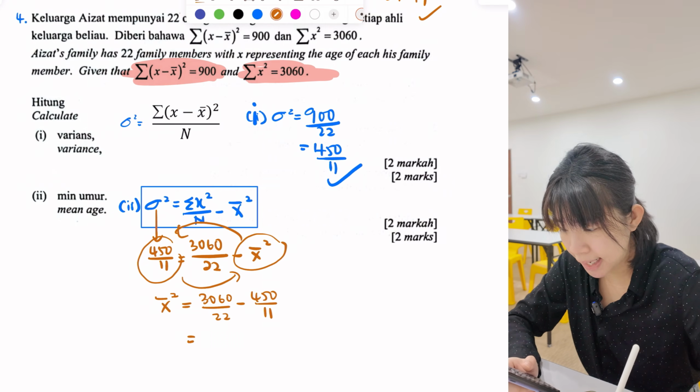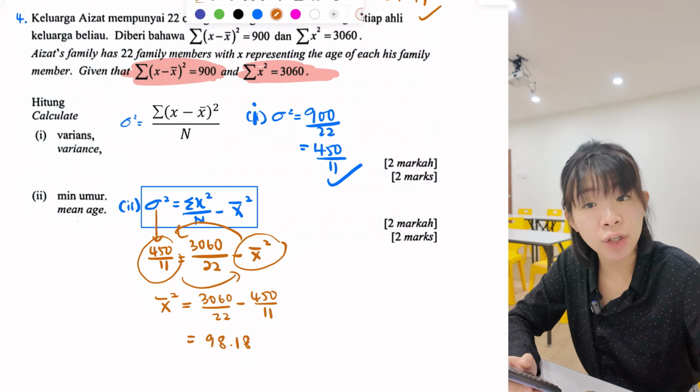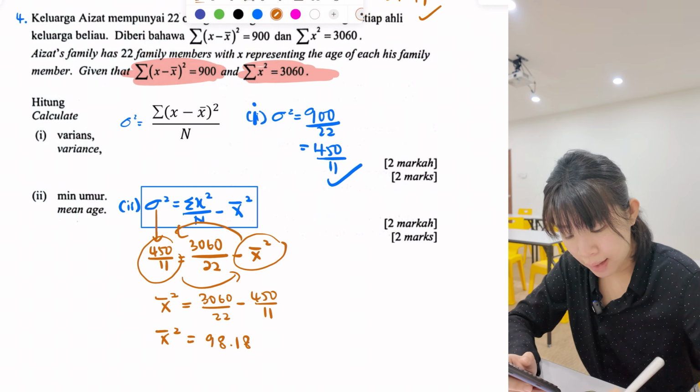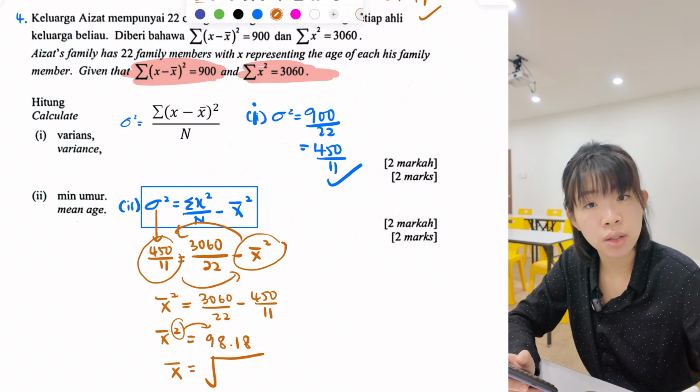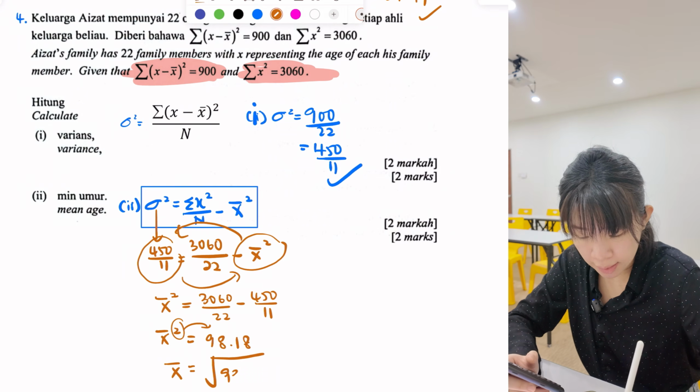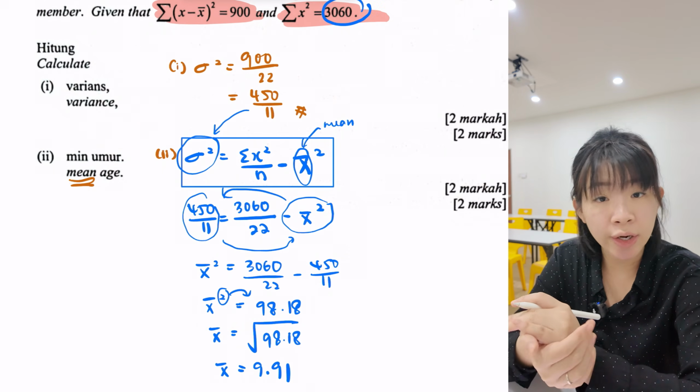Okay, you get a lot of decimals, 98.18. But this is not the answer yet because it's the mean squared. We want the mean. So the square brings over, so we get the square root. Square root of 98.18.